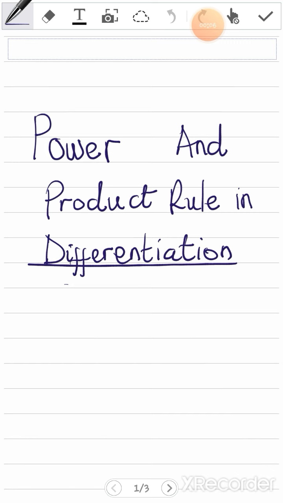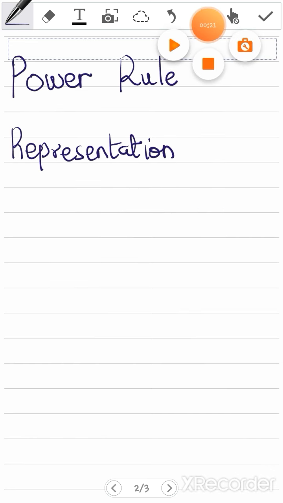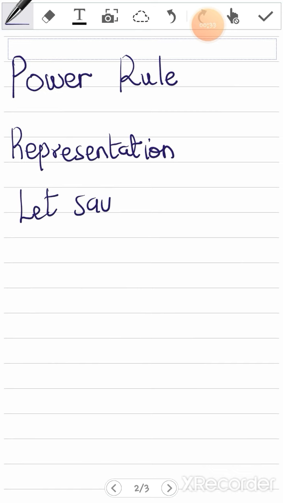Today our class will be on power and product rule in differentiation. So power and product rule are all in differentiation. Our first one, representation. Let's say this is it. So we have f of x to be this.